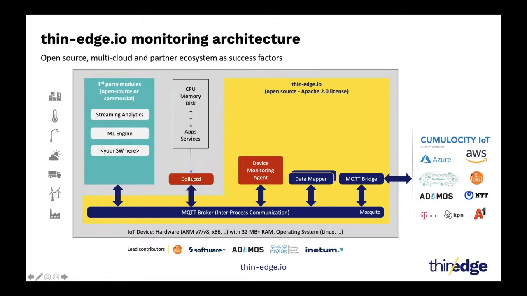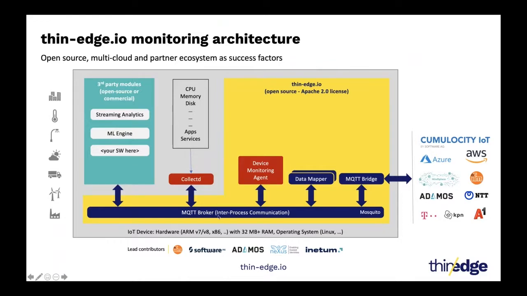CollectD will collect the stats and publish them to the local MQTT broker in a CollectD native format. Then we have our own ThinEdge device monitoring agent, which will consume these measurements published by CollectD, group those measurements together, and convert them into the ThinEdge JSON measurement format, which is well understood by ThinEdge processes. It publishes them back to the MQTT broker, so that those ThinEdge JSON measurements are picked up by the data mappers for each connected cloud platform and forwarded to the connected cloud.